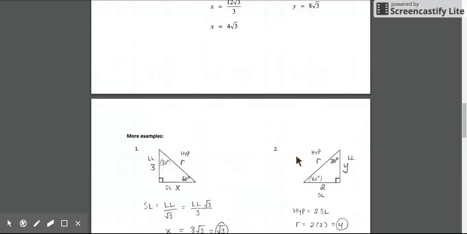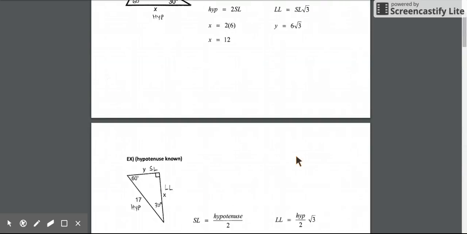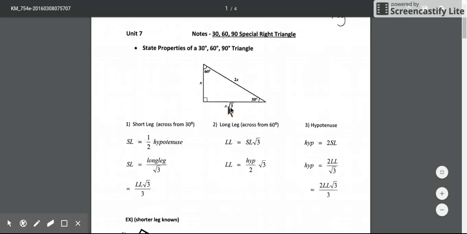So those are the properties of a 30, 60, 90. Hopefully you can use them to take some shortcuts when solving for the lengths of each side.